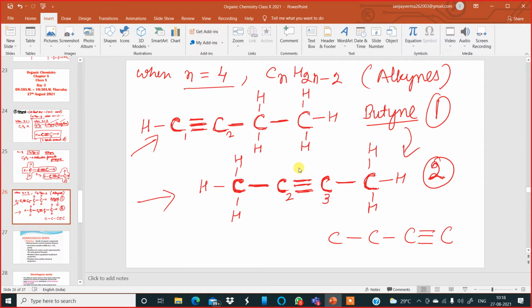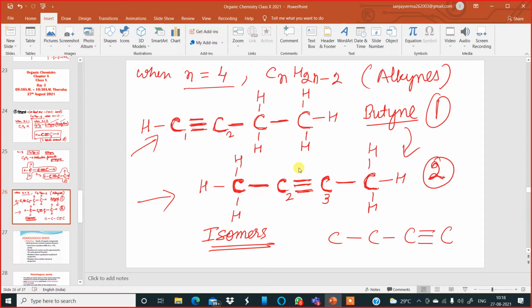So these two, my dear boys, are called isomers. They have the same molecular formula, but the structural formula is different. So my question is, do alkynes show isomerism? Yes, they will show. They will show position isomerism. They will also show chain isomerism.